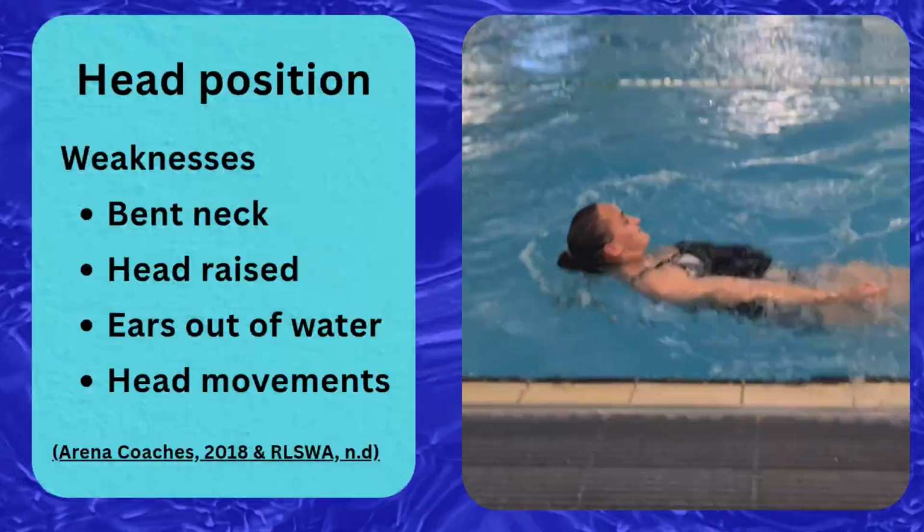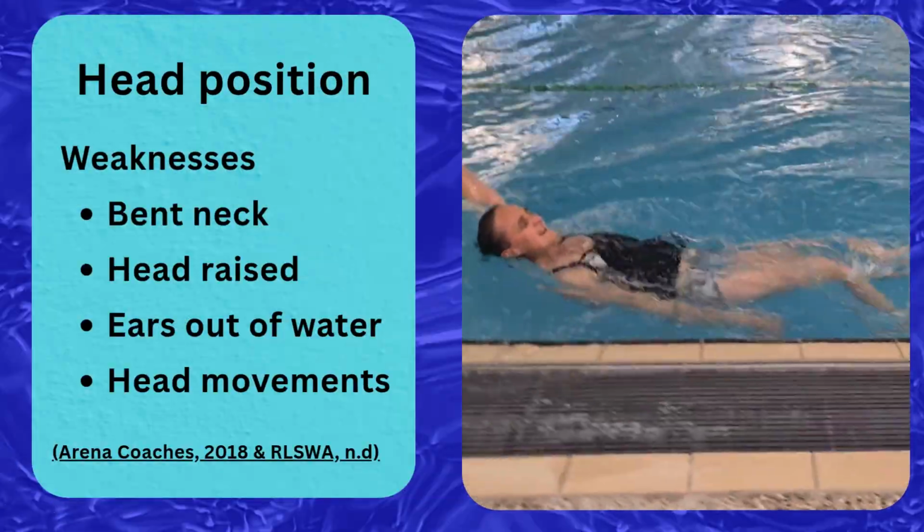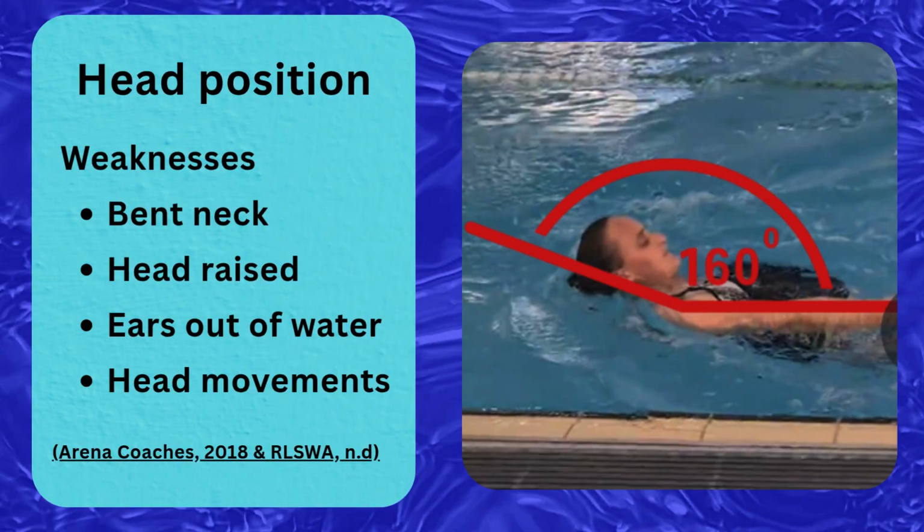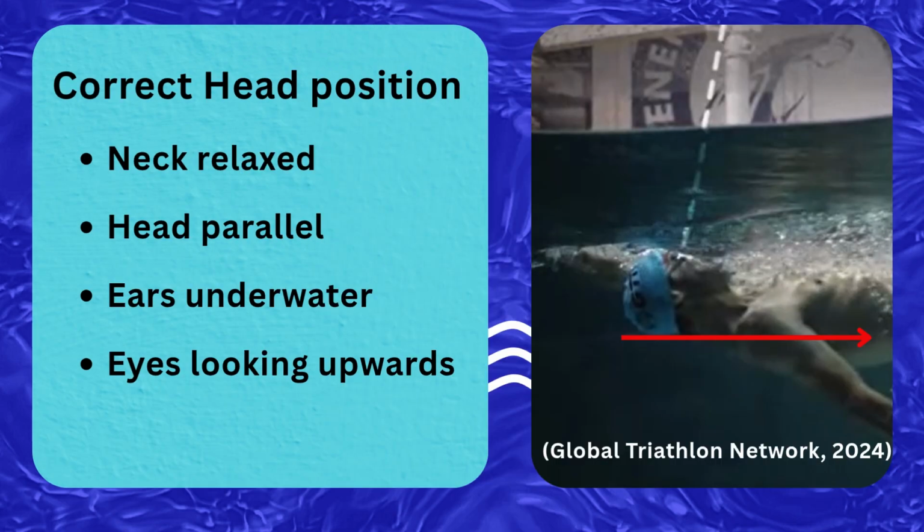The first and most obvious error in this swimmer's technique is the swimmer's head positioning. The swimmer's neck is bent and her head is raised on an angle out of the water. The correct head position for the backstroke would be for the swimmer to have a relaxed neck, head parallel with the water, ears just under the surface and looking straight upwards.